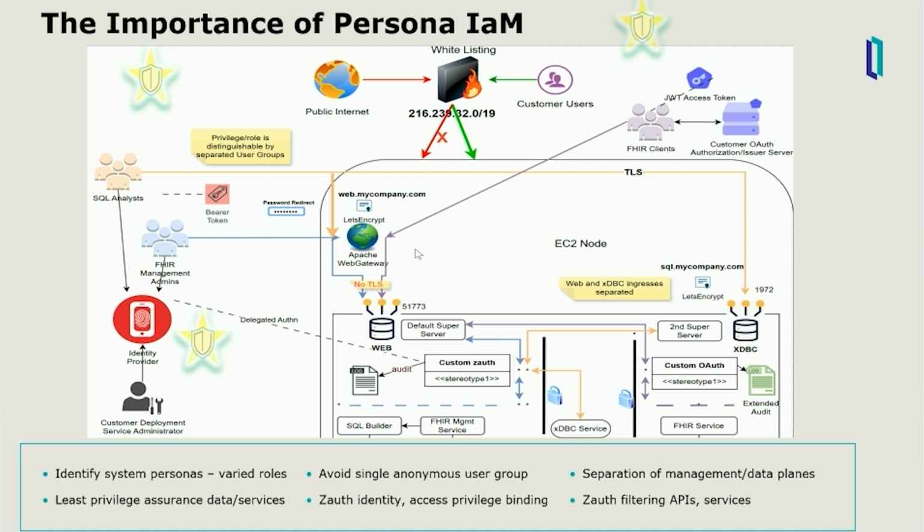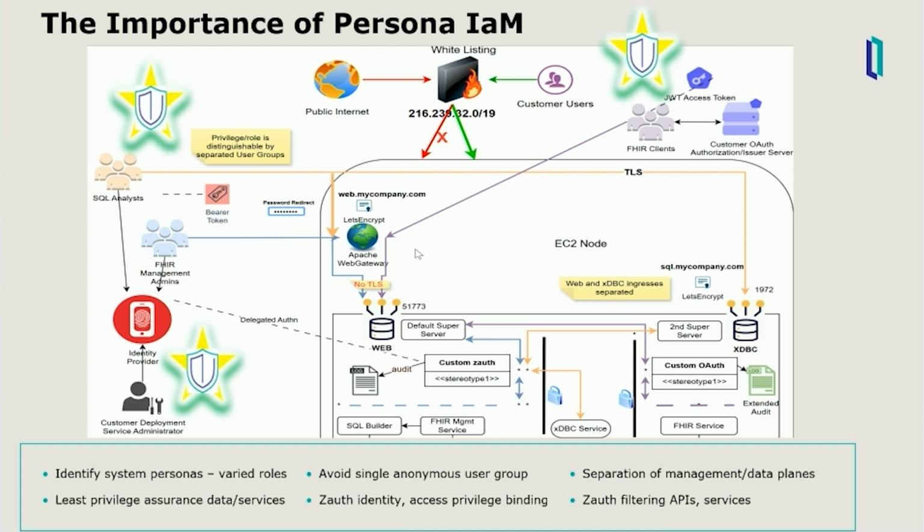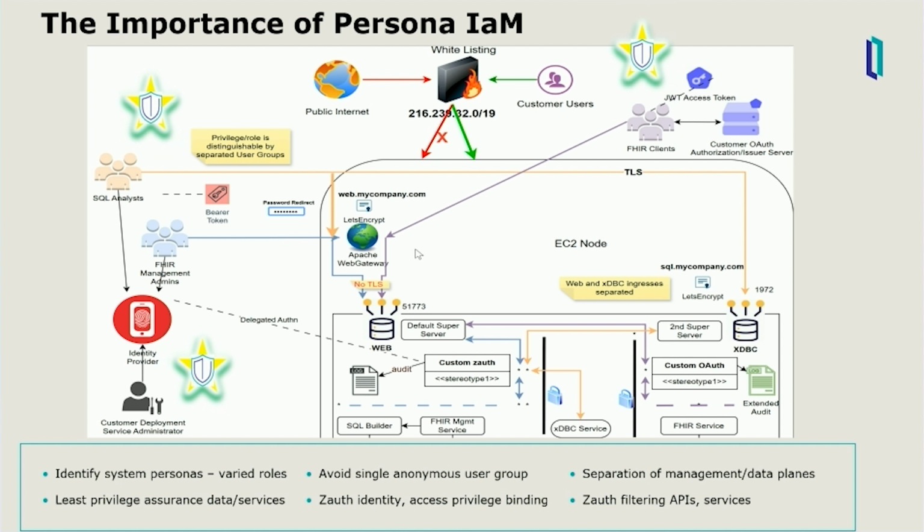So the start, the importance of persona IAM. A good security posture starts with good identity management. The highlights call out varied role system personas in lieu of an anonymous user group. This allows for ZAuth bindings of identity and access privilege based on persona. Further, it can then filter the flow paths to underlying services and data you see towards the bottom.